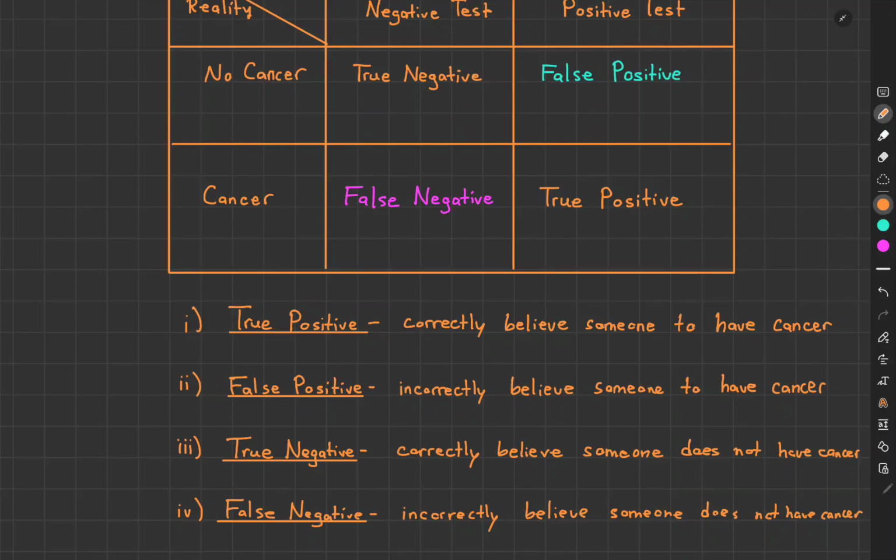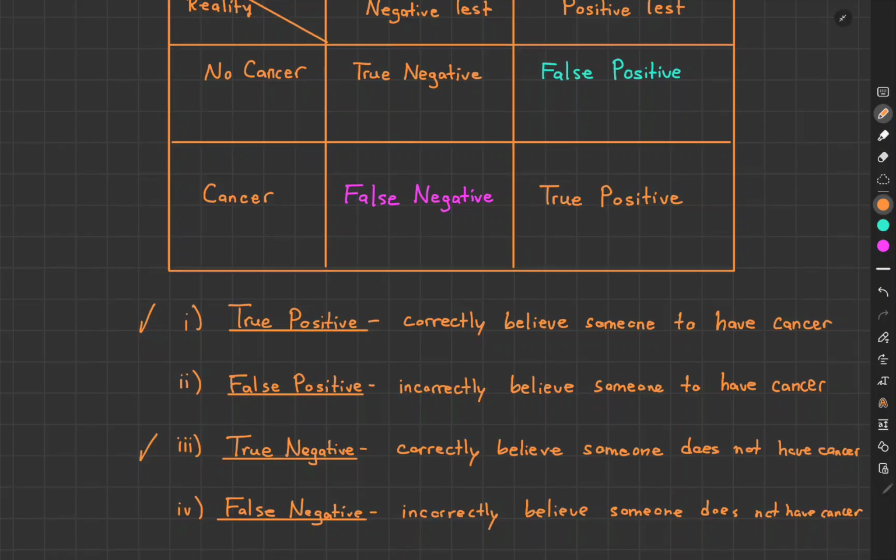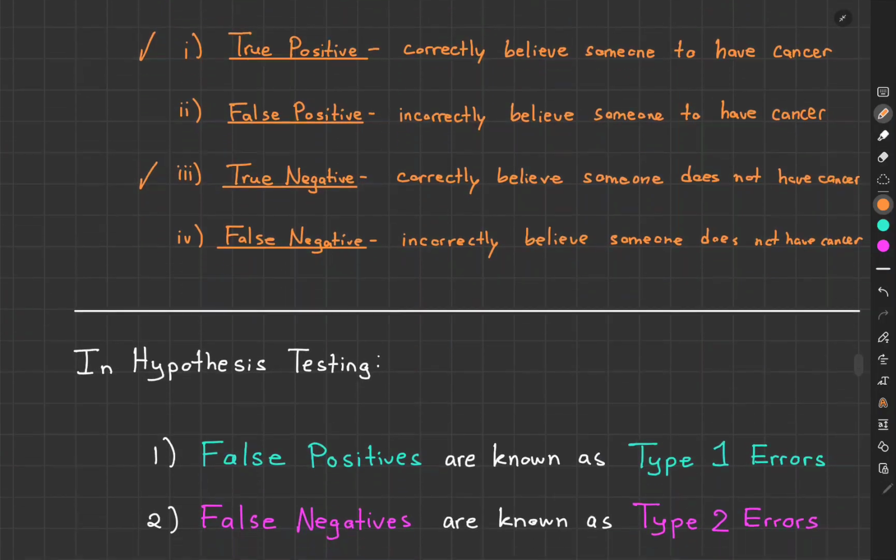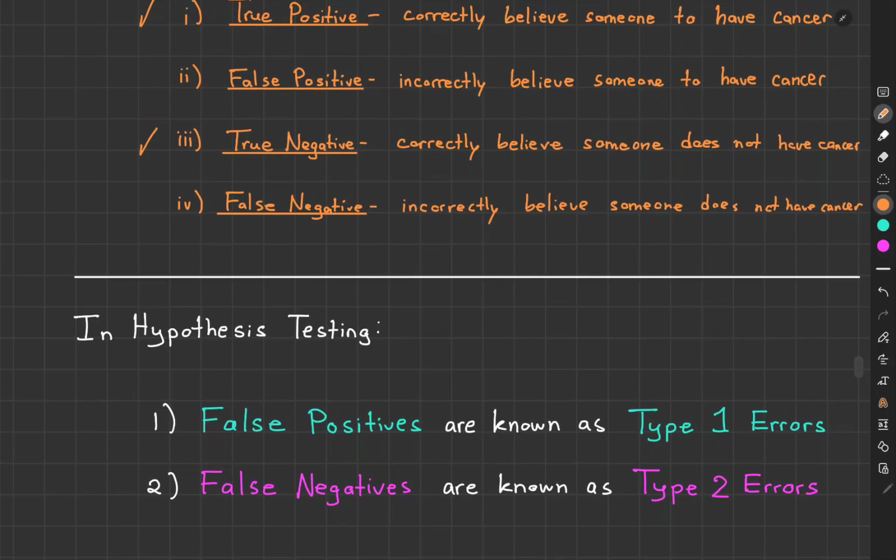Okay, so naturally we're not concerned when the test is working correctly, when it's true positive or true negative. We're concerned when the test fails to work correctly. So we're concerned with the false positive and false negative cases. In hypothesis testing, false positives are known as type 1 errors. False negatives are known as type 2 errors. And both of these are going to have a certain probability associated with them. So there's a non-zero chance of committing either of these errors and arriving at these wrong conclusions.